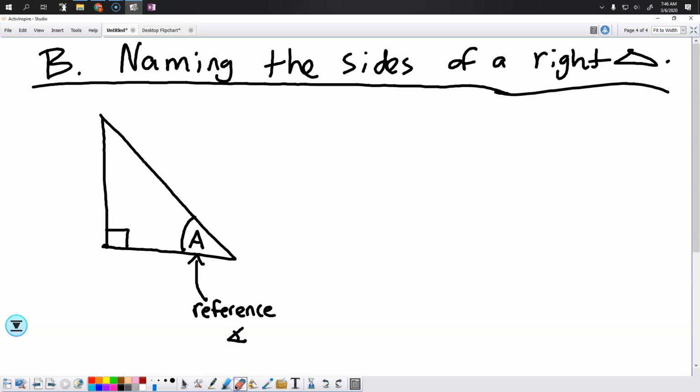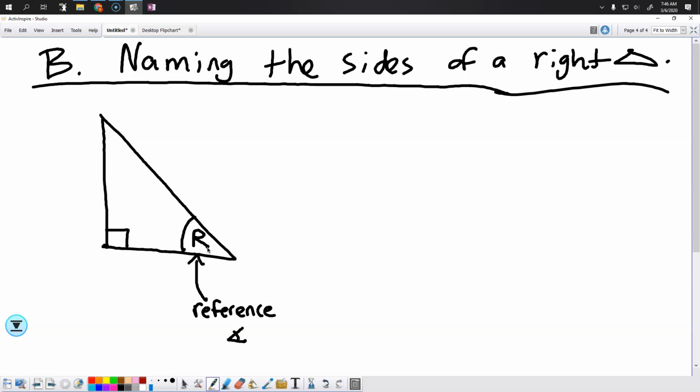I guess I could call it B. If you don't want to change it, you don't have to. Or not B, I could call it R for reference angle, just for the heck of it. So I'll call it R, though. That angle there is what we call the reference angle. Now, why is it that I call it a reference angle? Well, I'll explain that in a minute.